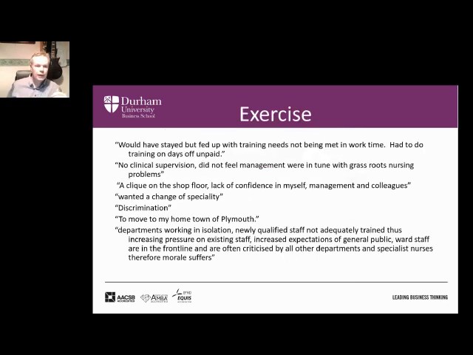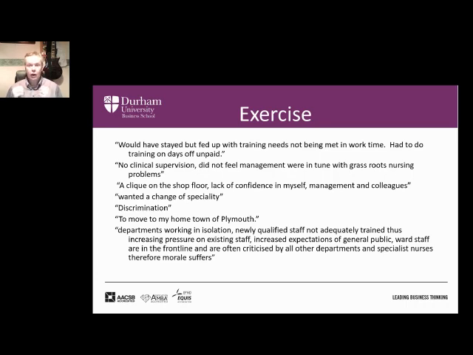Now, just as a quick exercise, these are other extracts that you could then apply the coding frame to. So: would have stayed but fed up with training needs not being met in work time, had to do training on days off unpaid. And you could work through this exercise yourself using that coding frame, but the main thing to say is once you do this, it shows that it's difficult to have mutually exclusive and exhaustive codes.